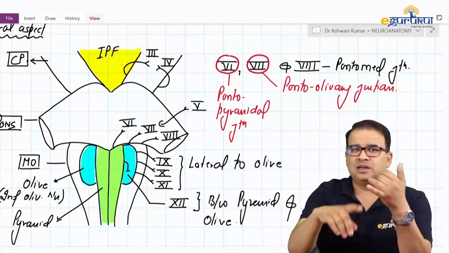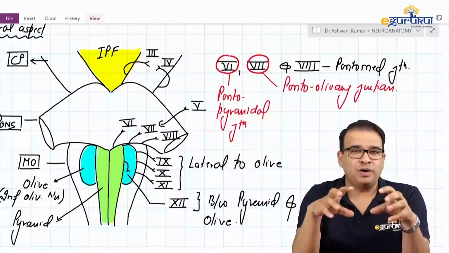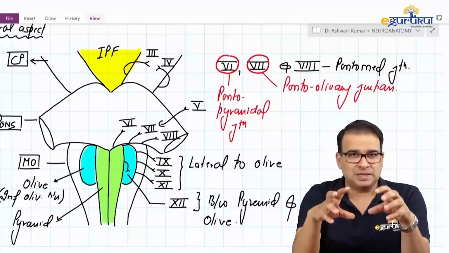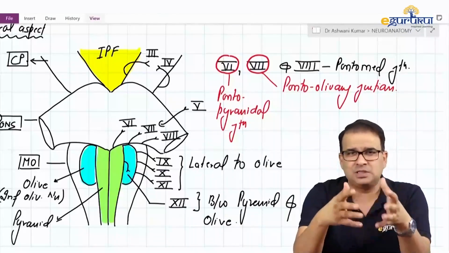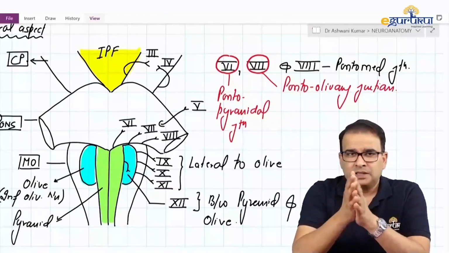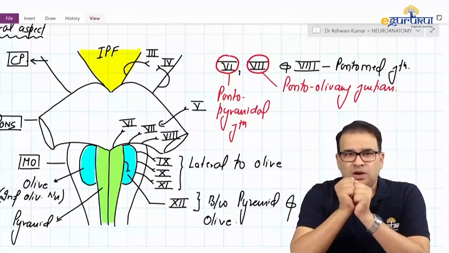And that is why the 3rd nerve, 6th nerve, 7th nerve and hypoglossal nerve will be involved in the syndromes of the brainstem which affect close to the midline only, like Weber's syndrome or medial medullary syndrome. We will discuss that. So that is just having an idea from the morphology only about what nerve is present where.